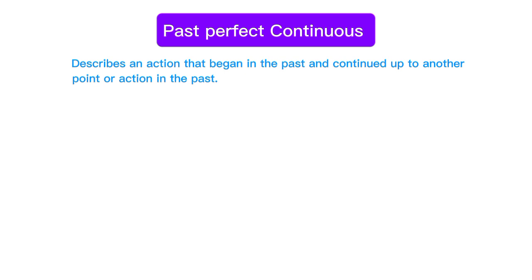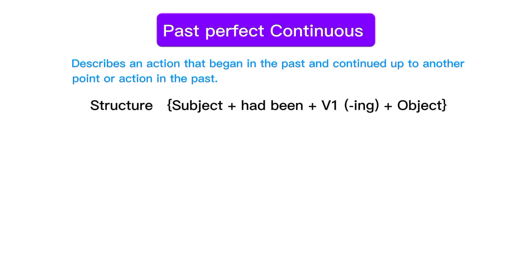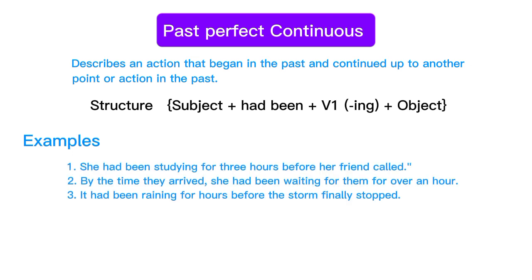Past perfect continuous tense describes an action that began in the past and continued up to another point or action in the past. The structure is subject plus had been plus V1-ing plus object. For examples, she had been studying for 3 hours before her friend called.